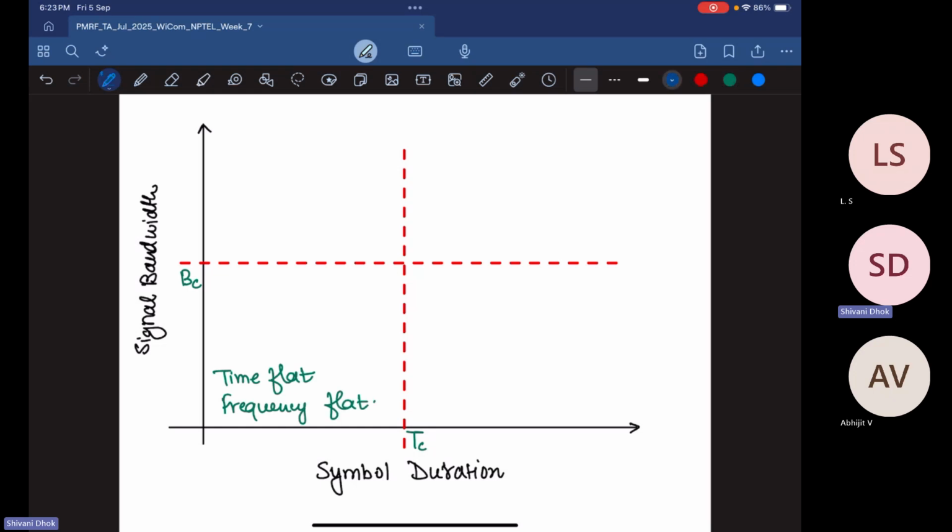Then if the symbol duration is still less than the coherence time, but the signal bandwidth is more than the coherence bandwidth, then it is still time flat, but now frequency selective. Now suppose you have symbol duration higher than your coherence time, then you have a channel which will be time selective, and if its bandwidth is less than the coherence bandwidth, it is frequency flat.